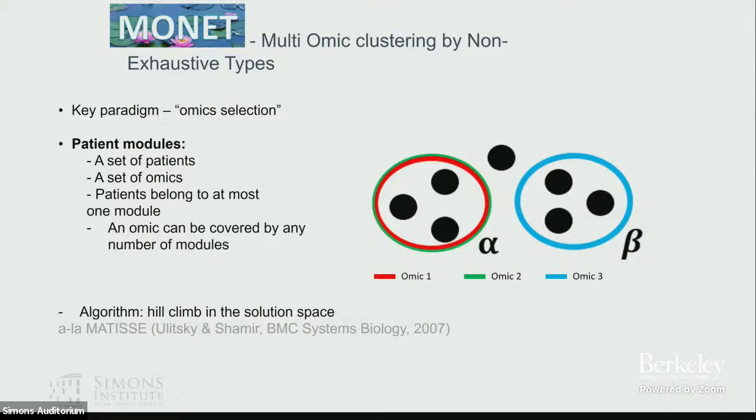So here is our approach, which we call Monet, and the idea is to select the omics per cluster. So a module will be a set of patients and a set of omics. Here, module beta contains these three patients, and it only includes the blue omics. Module alpha contains these samples, and it is covered by omics 1 and 2. And we developed a hill climbing method to search the solution space. This is an NP-hard problem.